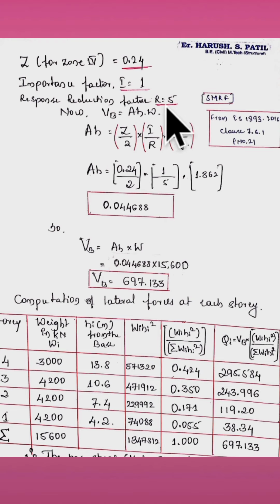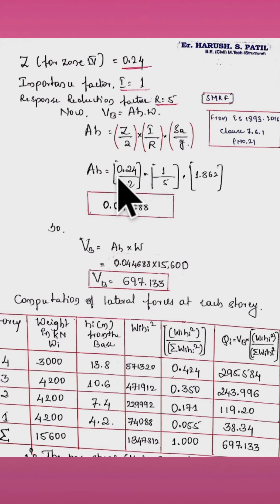That is R equals 5. Now VB is equal to AH into W. You know what is VB? VB is the base shear, AH is the horizontal acceleration coefficient, and W is the seismic weight, the total seismic weight of that particular building. Here, how to calculate AH? To calculate AH, the formula is AH equals Z by 2 into I by R into SA by G. Z by 2, I by R, SA by G. You need to remember this.